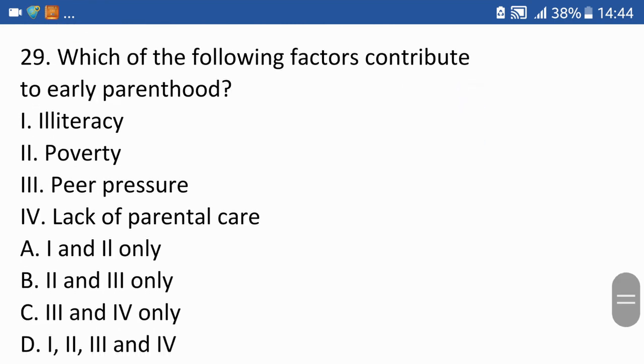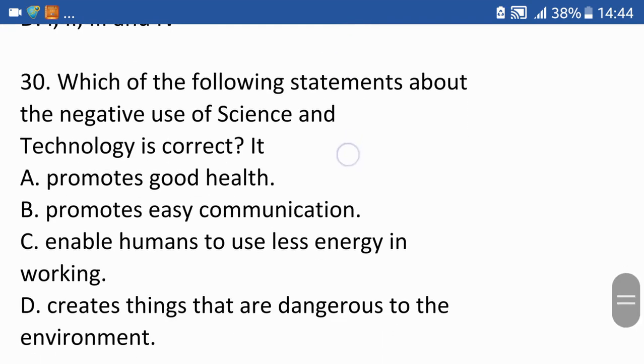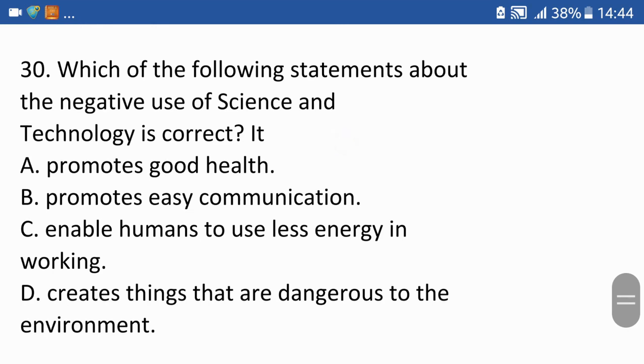29. Which of the following factors contribute to early parenthood? 30. Which of the following statements about the negative use of science and technology is correct?